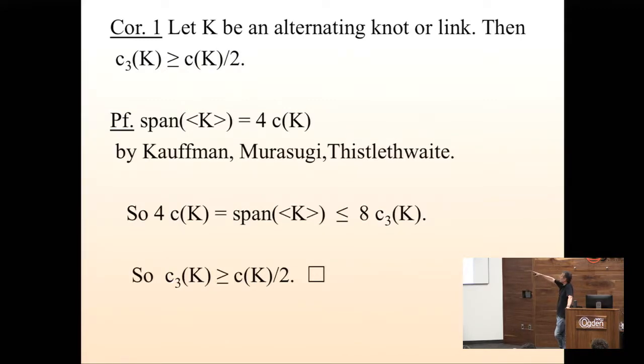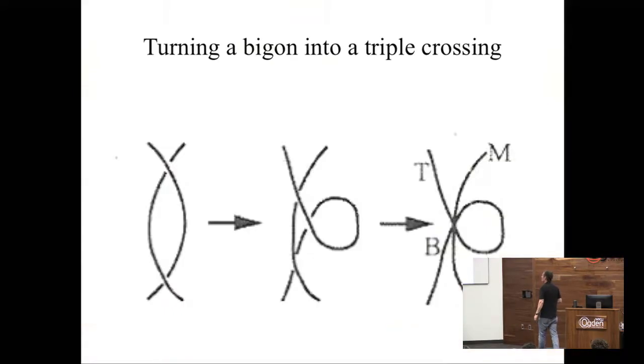Kauffman, Murasugi, and Thistlethwaite said for alternating knots the span is equal to 4 times the crossing number. So writing that out, 4 times the crossing number equals the span. But the result I just mentioned says that's less than or equal to 8 times the triple crossing number, so we get that the triple crossing number has to be greater than or equal to the crossing number over 2 for alternating knots. Now, how can you use that? Well, here's a little trick you can do for alternating knots.